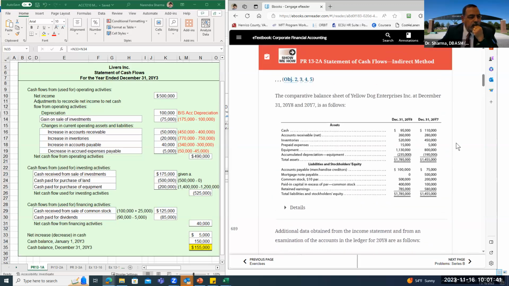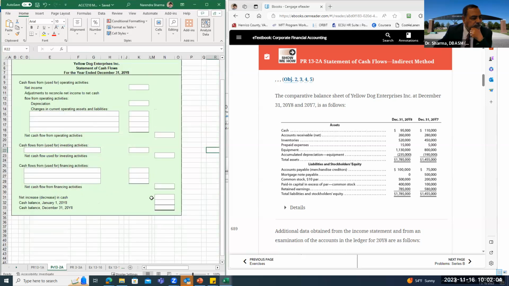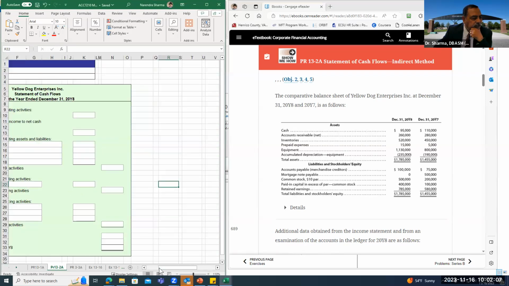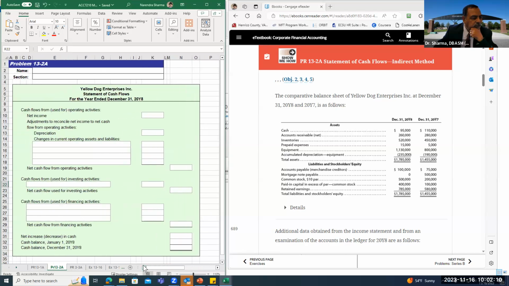All right, the comparative balance sheet of Yellow Dog Enterprise Incorporated, December 31st, Y8 and Y7 is as follows. This figure is for Y7 and this figure is for Y8. Again, remember the concept that we are going to use. This is the format I'm going to use for Yellow Dog Enterprises.